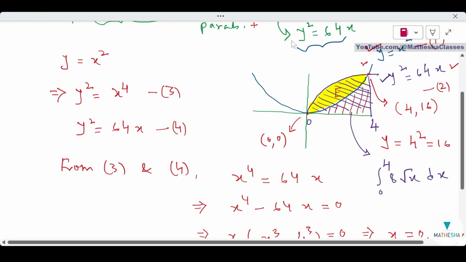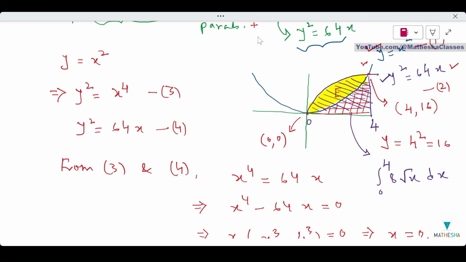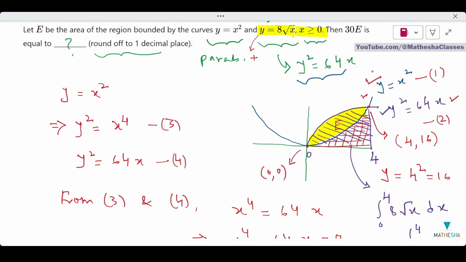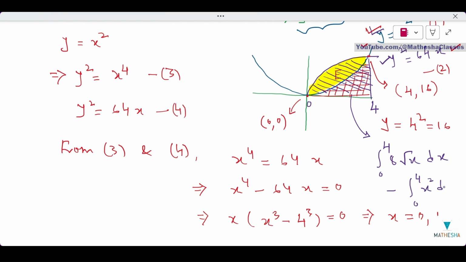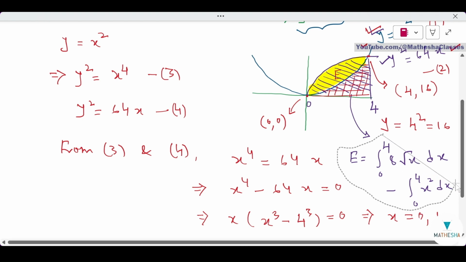Now then you are subtracting this part from this area. So you are subtracting integration from 0 to 4 of the second curve. Now what is the second curve? It is y equal to x square. So x square dx. So that is the value of E. So let us calculate this.